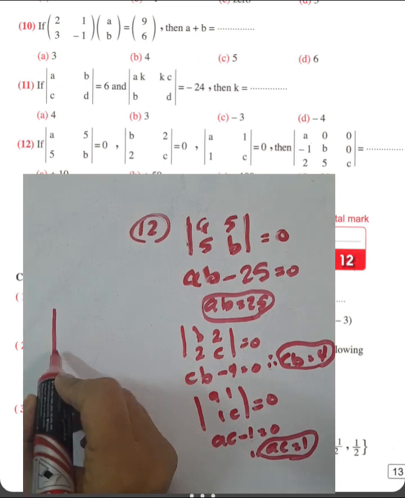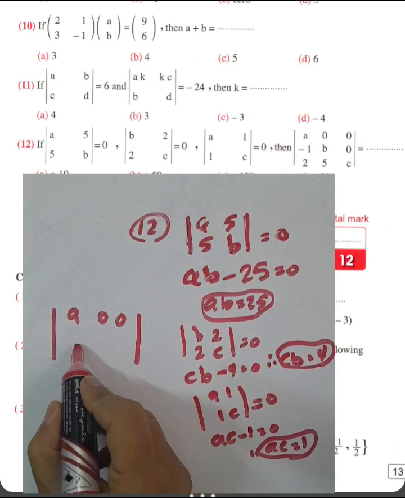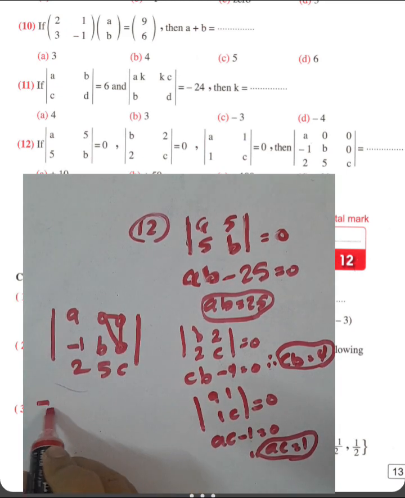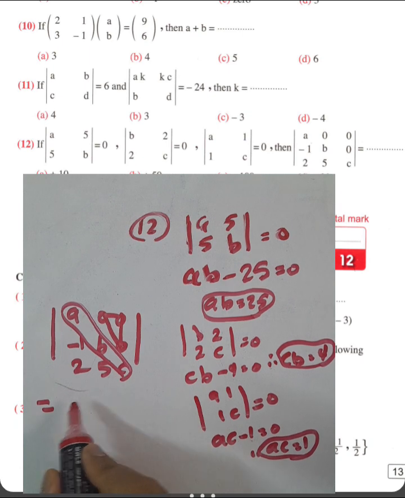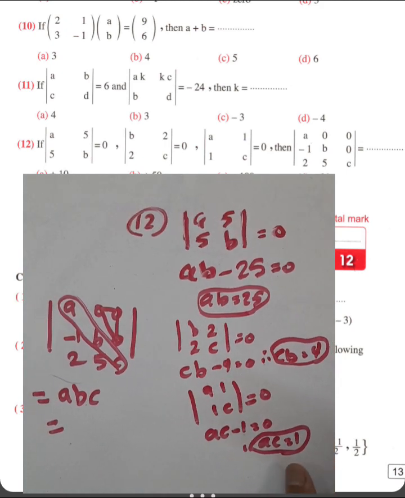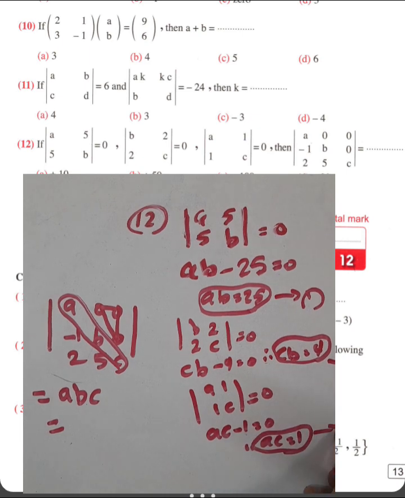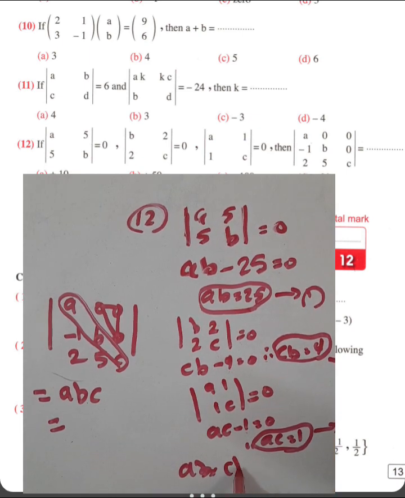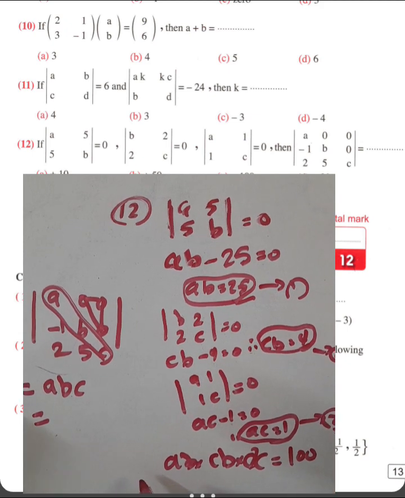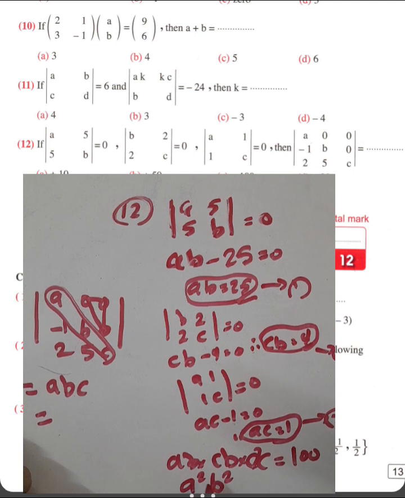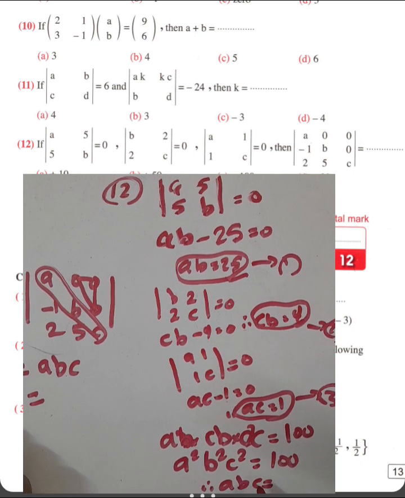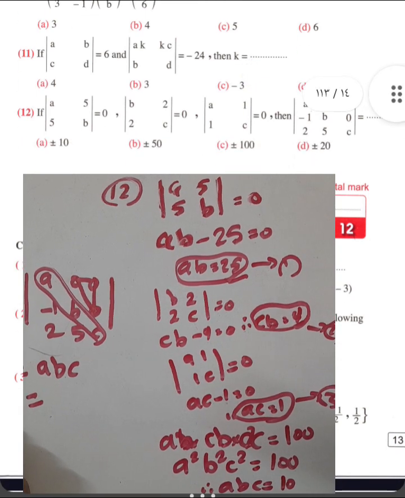Then we want to find the result of this determinant. We want to find determinant here, A, 0 and 0 here, and negative 1, B and 0, 2, C here. We have determinant here. This determinant, we can find the result about this diagonal ABC. It gives us AB equal 25 and BC equal 4 and AC equal 1. We can multiply relation number 1 and number 2, number 3, product between them. Then AB times BC times AC equal 25 times 4 times 1, it will be 100. And then A times A, it will be A power 2, B times B, B power 2, C times C, C power 2 equal 100. Then A times B times C equal square root of 100 equal 10. Then the result here, it will be positive or negative 10.